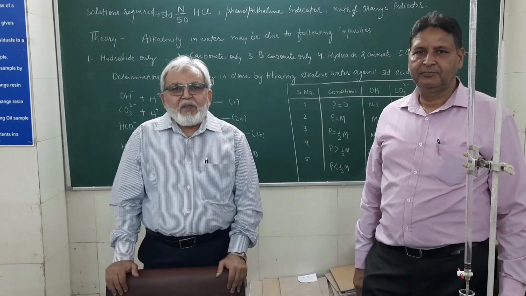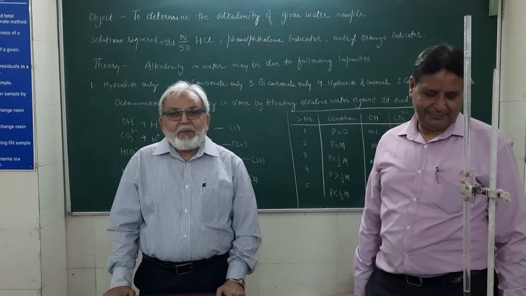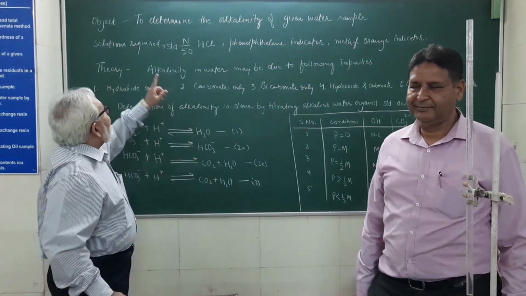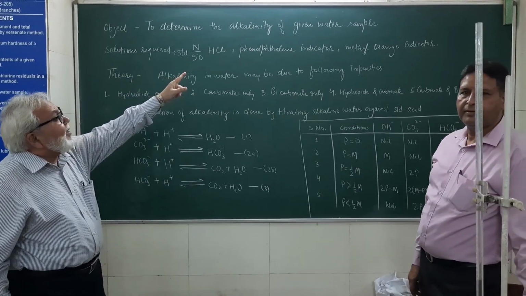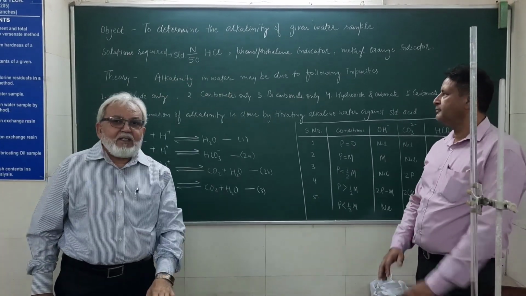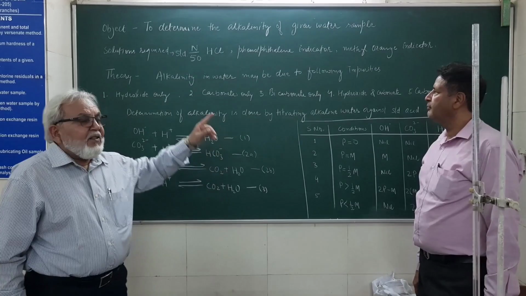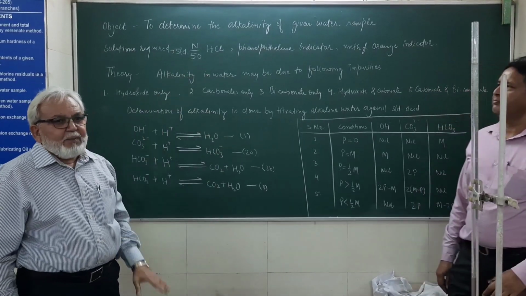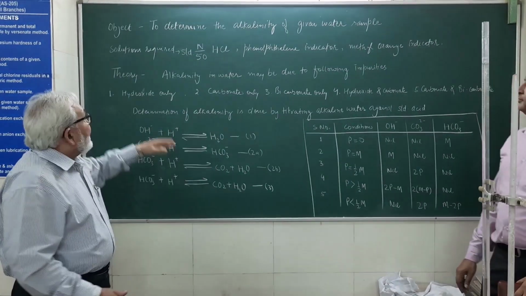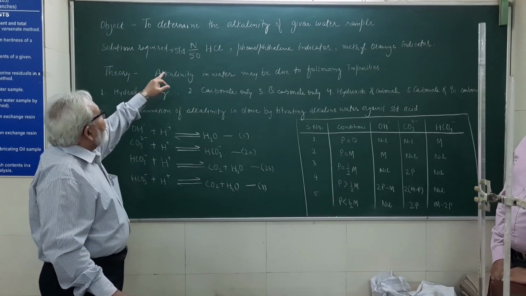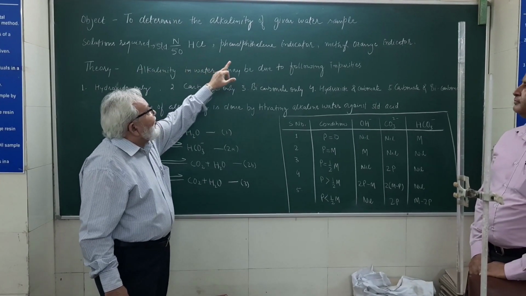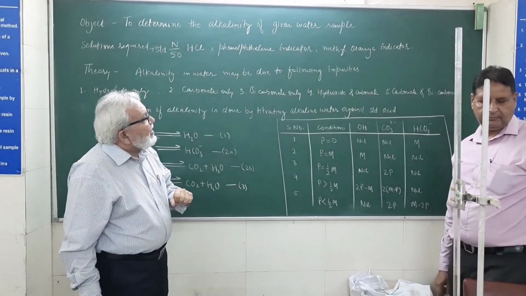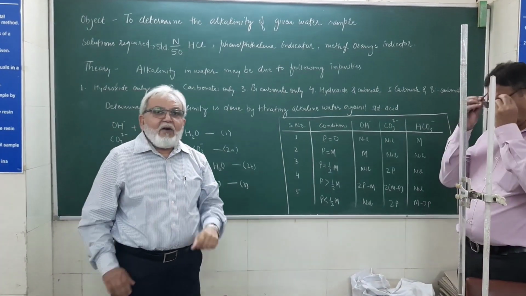Good morning. Today's experiment is to determine the alkalinity of the given water sample. Solutions required: standard N by 50 HCl, phenolphthalein indicator and methyl orange indicator.